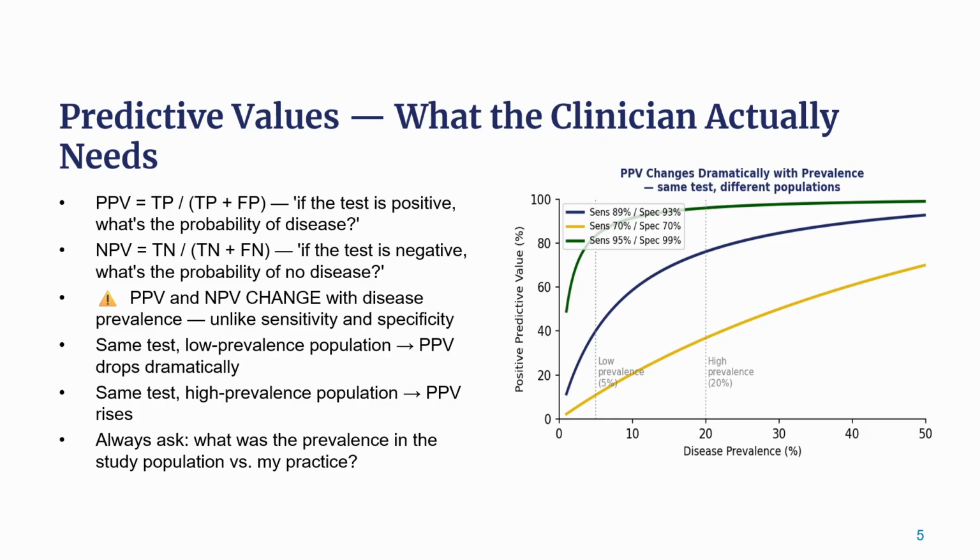This is why a test validated in a referral hospital population, where disease prevalence is high, may perform very differently in a general practice setting where the same disease is rare. The sensitivity and specificity are the same, the PPV is not. Always ask, what was the disease prevalence in the study, and how does that compare to my patient population?